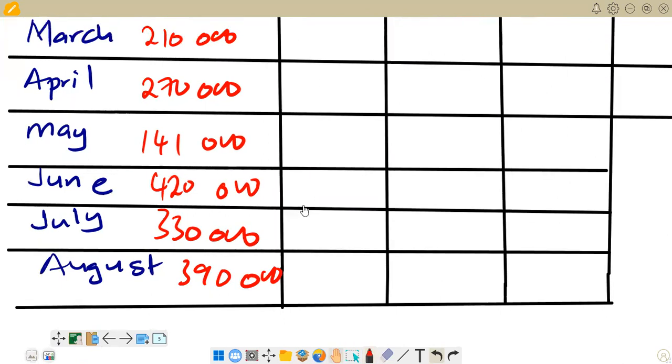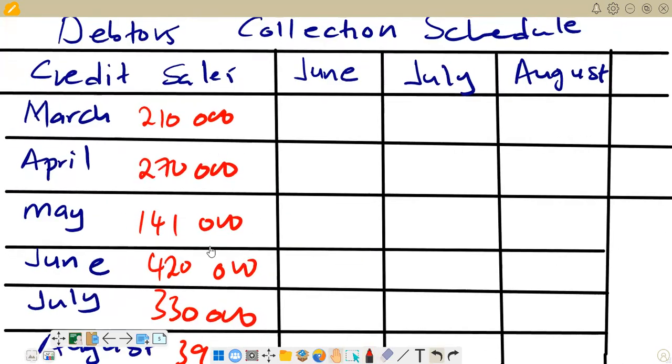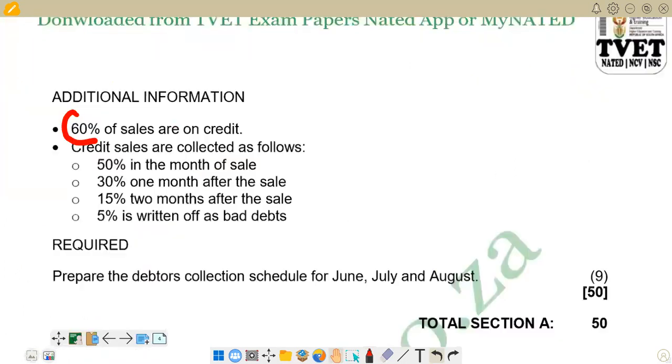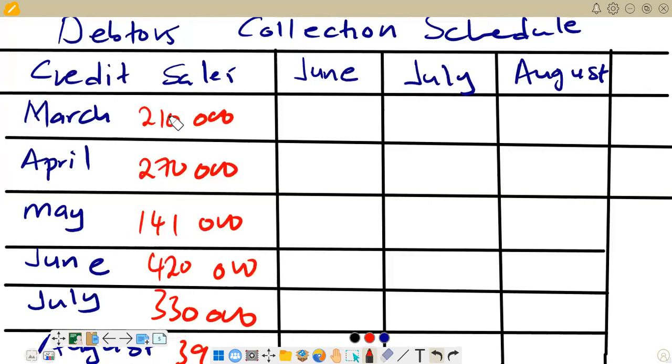Then when we have our credit sales now, they represent the 100% of credit sales that we have. So this 100% of credit sales is the one that is being explained here, that 50% in the month of sale. So what does it mean? It means the credit sale of the same month will be received in the same month. So for March, 50% of 210 will be received in March, but we don't have the column for March there.